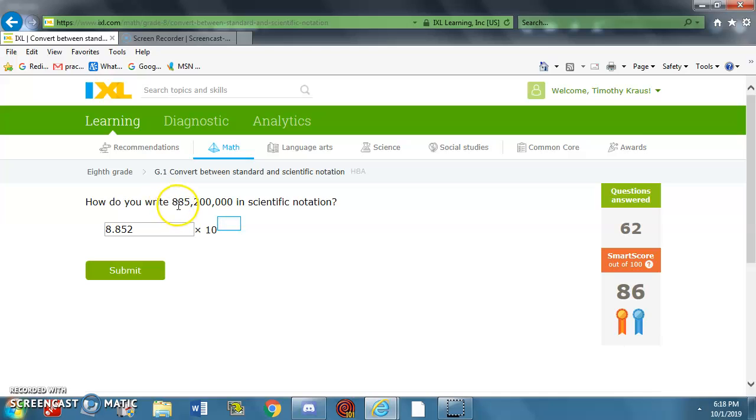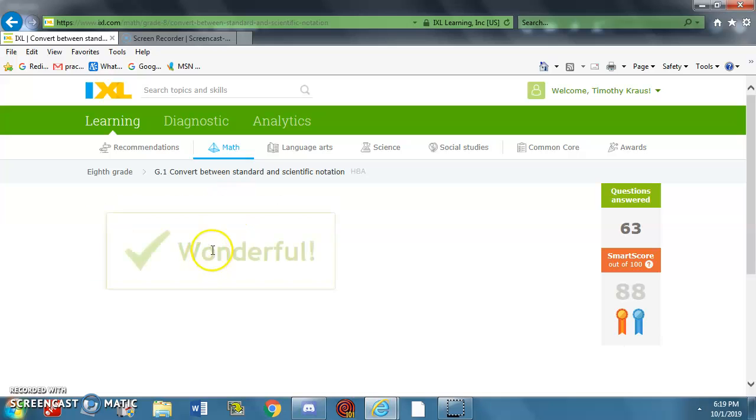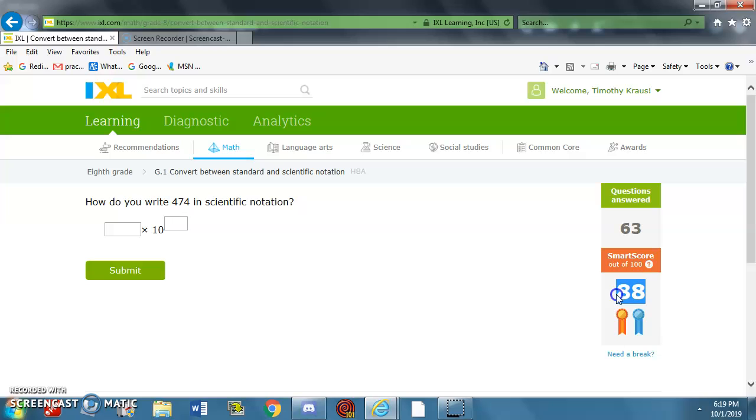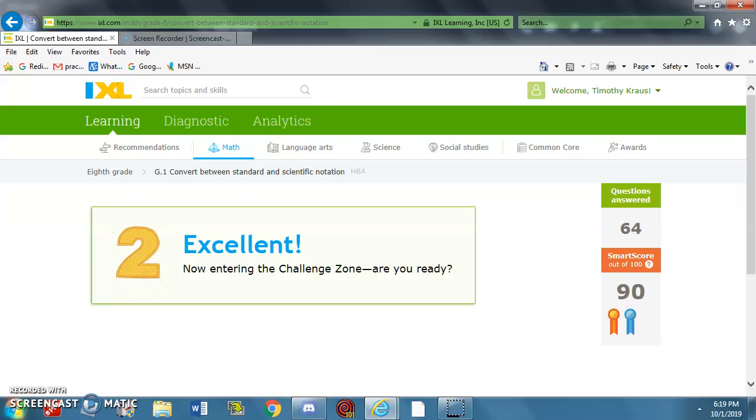So you go like 1, 2, 3, 4, 5, 6, 7, 8. Hey, I think I just need one more. How do you write this in scientific notation? 4.74 times 10 to the second power. Please be right. Oh, yes.